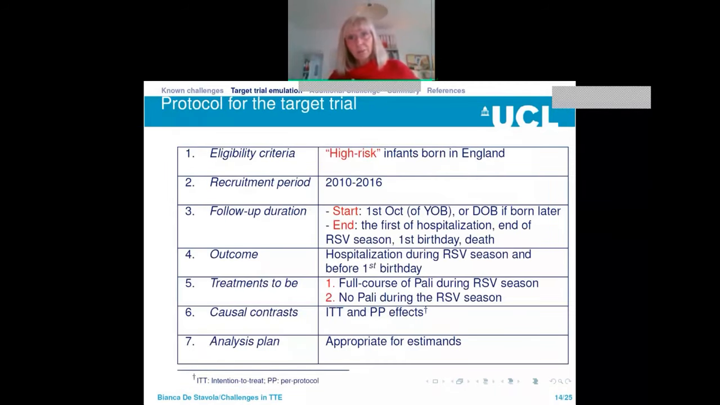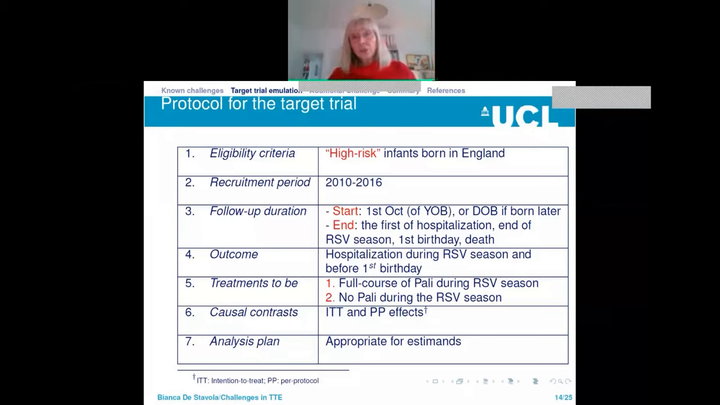So first of all, we started with the protocol for the target trial. Obviously, the target population is the high-risk infants born in England. The recruitment period, let's match it with the period in which we have data. Follow-up starts on the 1st of October, which is the beginning of the virus season, or the date of birth, sorry, if later. And the end is the first occasion of hospitalization, or the end of the season, which is March of the year they're born, or the first birthday or death. The outcome is hospitalization during the season and before the first birthday. Treatment is a full course of this palivizumab during the season or no treatment.